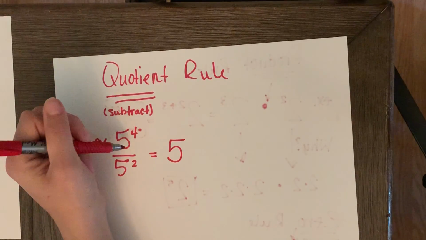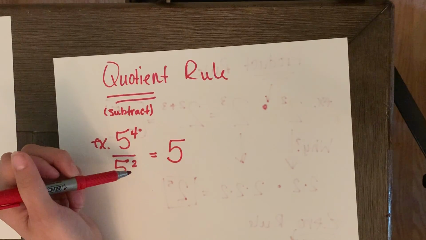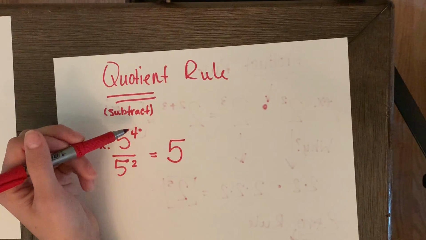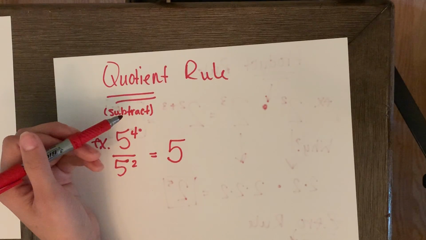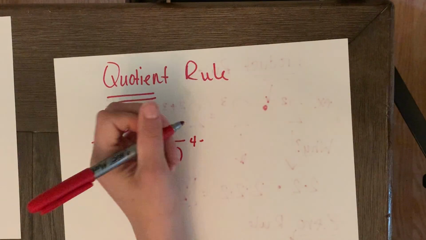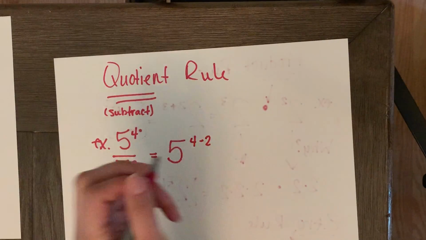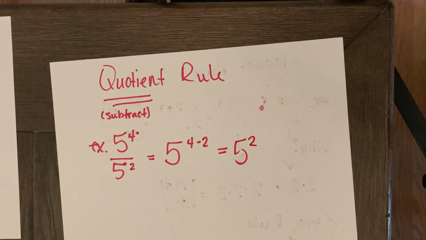And then the quotient rule says to subtract your exponents. Now you're probably thinking, well, which one do we do first? Always start top minus the bottom, or the first minus the second. That will help you keep it straight. So we do 4 minus 2. 4 minus 2 is just going to come out to be 2, okay?